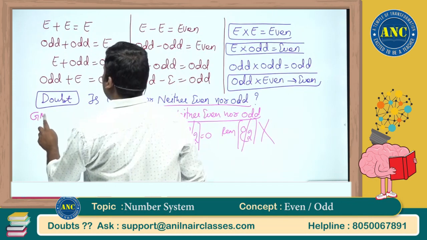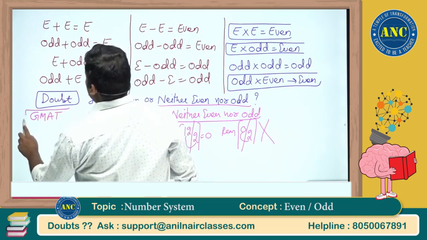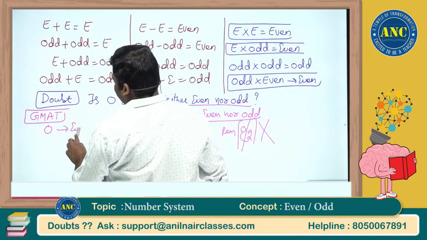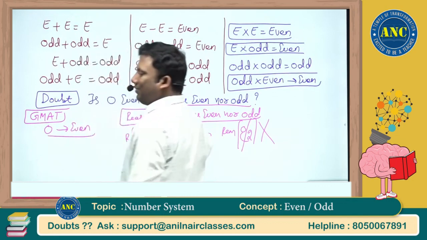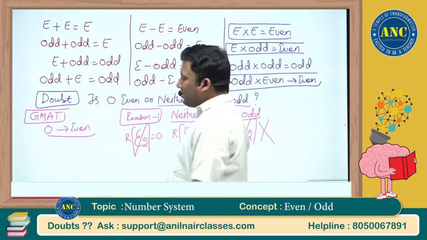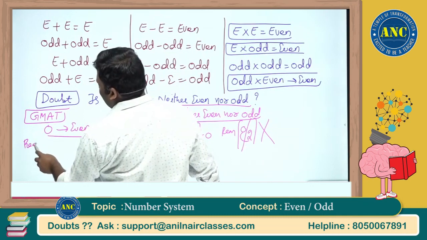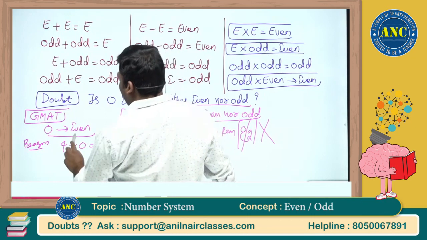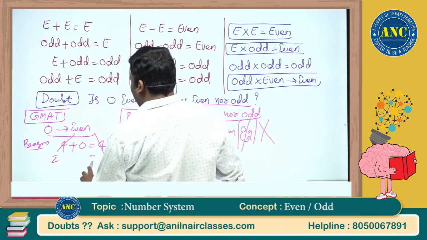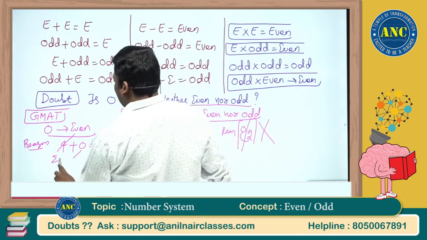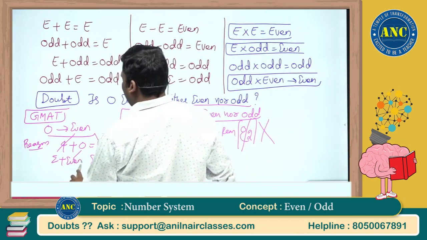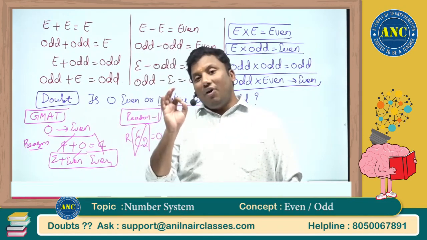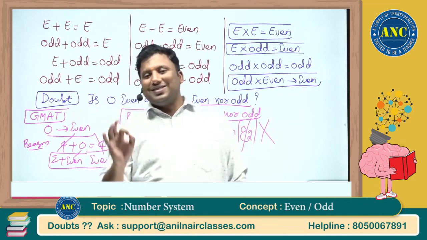But in the GMAT examination, in America and other countries, 0 is an even number. What is the reason they give? The reason is that 4 plus 0 is equivalent to 4. 4 is an even number. An even number plus some number gives an even number only if that some number is an even number. Only in the case of foreign examinations, 0 is even.